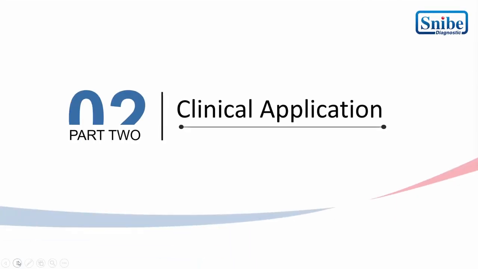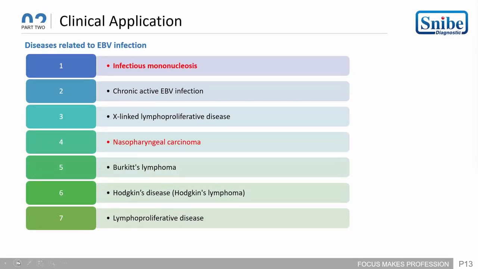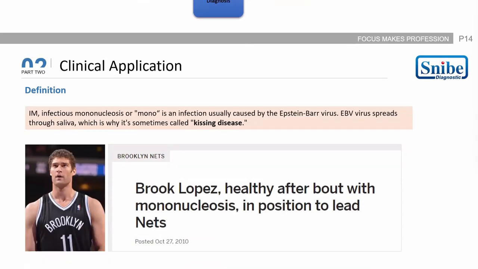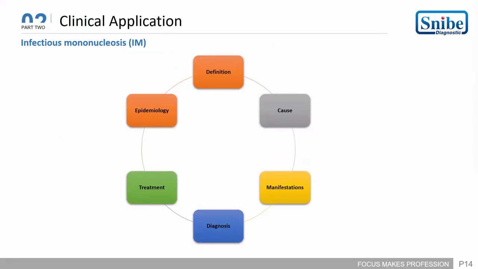So let's talk about the clinical application. The diseases related to EBV infection are, number one, infectious mononucleosis, then chronic active EBV infection, X-linked lymphoproliferative disease, nasopharyngeal carcinoma, Burkitt lymphoma, Hodgkin's disease, and lymphoproliferative disease. These are the infections or diseases related to EBV infection. So for infectious mononucleosis, let's talk about some definitions, then we will talk about the cause, manifestation, diagnosis, treatment, and epidemiology.